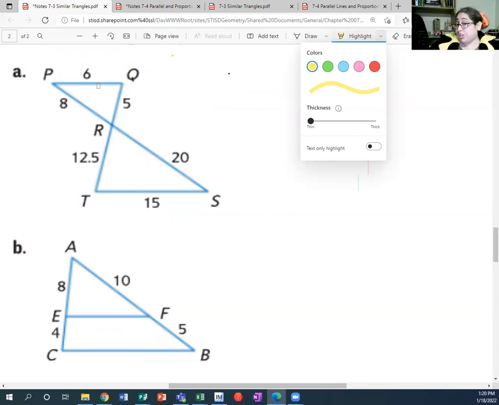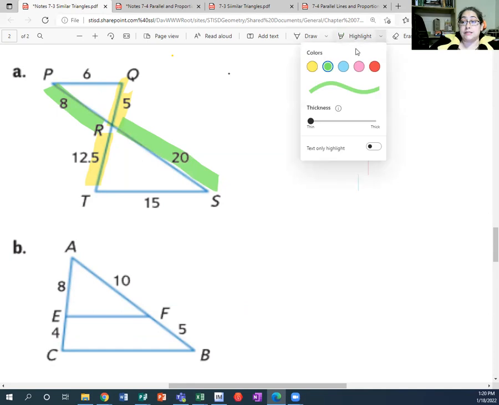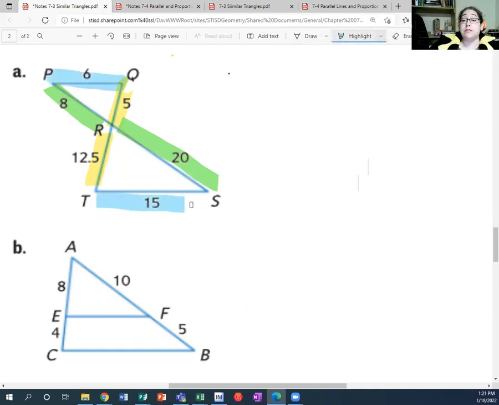To know which sides are corresponding, I'm going to go with their measurements. I'm going to correspond the smallest sides to each other, the largest sides to each other, and the medium sides to each other. 5 is the smallest side here. 12.5 is the smallest side here. 8 is the medium, 20 is the medium, and 6 is the biggest, and 15 is the biggest. That is biggest and smallest within their own triangle, not overall between both shapes.